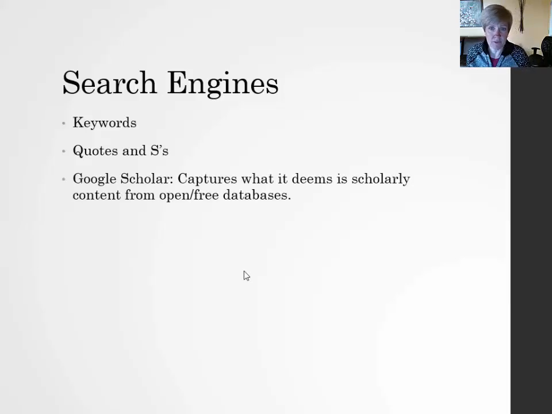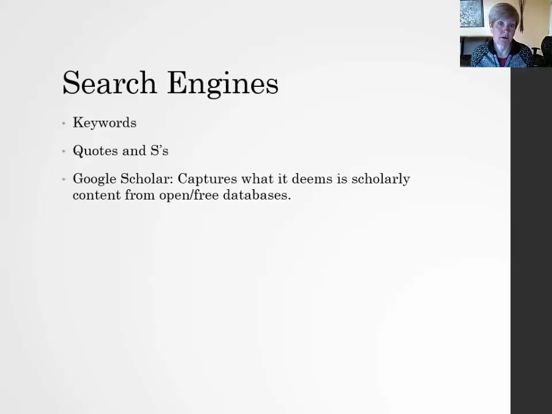Google Scholar captures what it deems scholarly from open and free databases. Your chapter barely, to me, does not discuss sufficiently Google Scholar. It mentions it at the end of the chapter, but Google Scholar is the first place to go when looking for research articles, not some of the other ones they plugged in. Why? And by the way, this book was just published this year, so I'm really surprised that they didn't do a little bit more homework to find out what Google Scholar can really do.